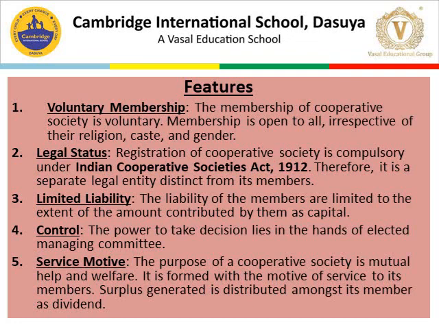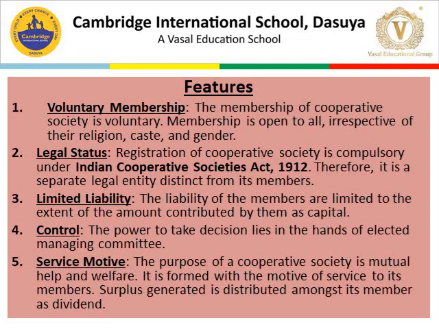Number five, service motive. The purpose of a cooperative society is mutual help and welfare. Whenever a cooperative society is formed, it is not formed with the purpose of making profit like other businesses. So it is always formed to help the society's members and to make policies for the welfare of the society's members. It is formed with the motive of service to its members.